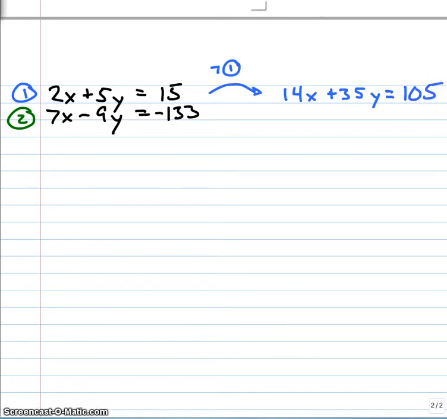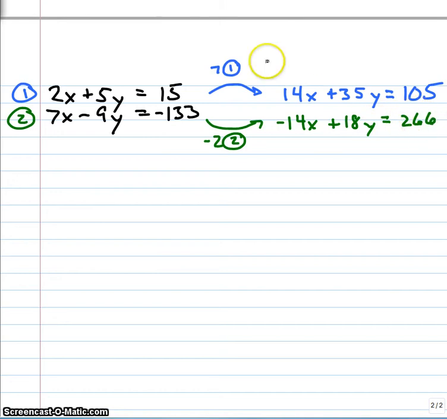And now for the second equation, I'm going to multiply this one by negative 2. So I'm taking the second equation, multiplying that by negative 2. I get a negative 14x. Oh, these guys are going to drop out when I add them. And then I'm going to get a positive 18y, and that's going to give me a positive 266.